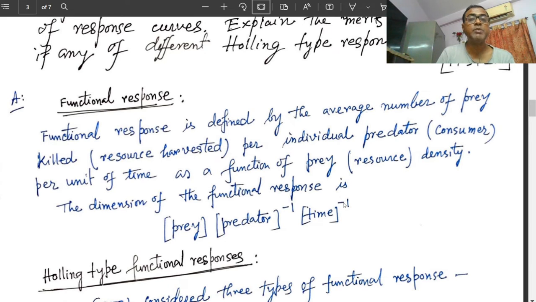So the dimension of the functional response is the dimension of prey, times the inverse dimension of predator, times the inverse dimension of time. So functional response is defined by the average number of prey killed, resource harvested, per individual predator per unit time as a function of prey density.